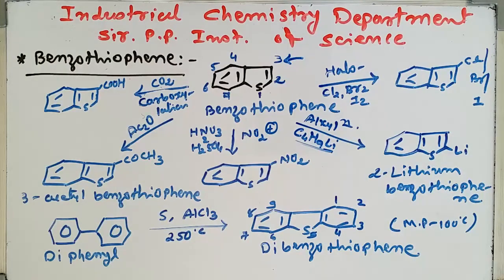Remaining heterocyclics like pyridine, pyran, pyridazine, pyrimidine, pyrazine, quinoline and benzoxazine are the remaining heterocyclic compounds. So in the next lecture we will see these remaining compounds one by one. Okay, thank you.